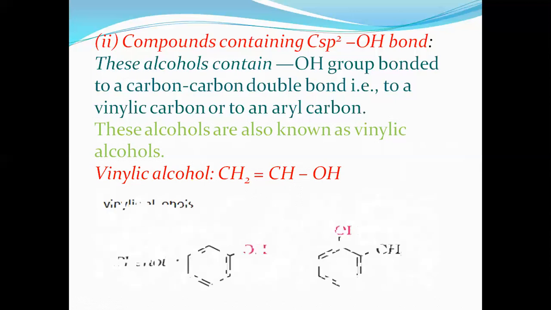Vinylic alcohol. Another example you can see here is phenols. You can see the OH group is attached to a carbon atom having a double bond. Here also the OH group is attached to a carbon atom having a double bond. Such alcohols are called what? Vinylic alcohols, or sp2 hybridized carbon atom containing OH group.